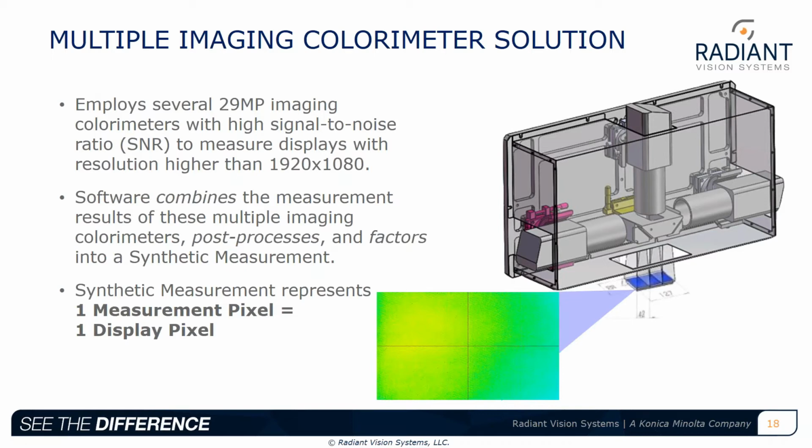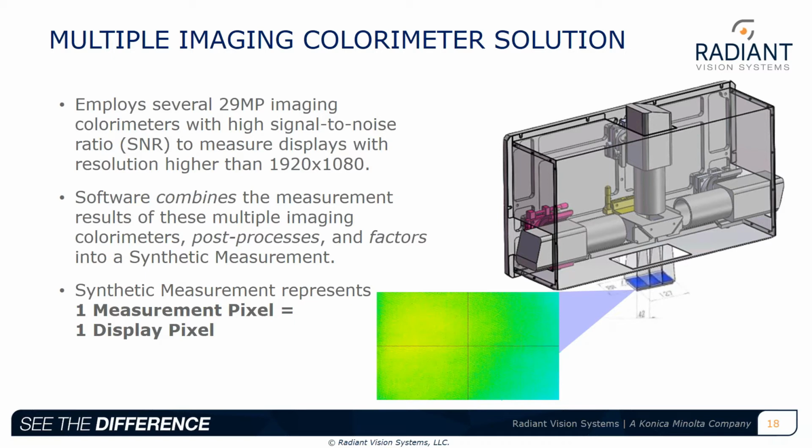This solution, as the schematic on the right-hand side, is a proposal for utilizing multiple 29 megapixel CCD cameras to measure the same display. Other configurations are possible depending on the size of the display, such as imaging quadrants of a large format OLED TV.